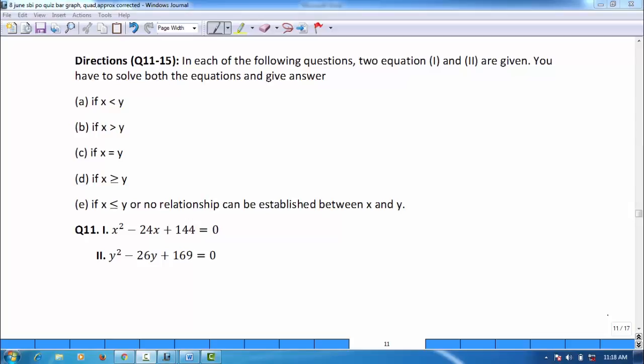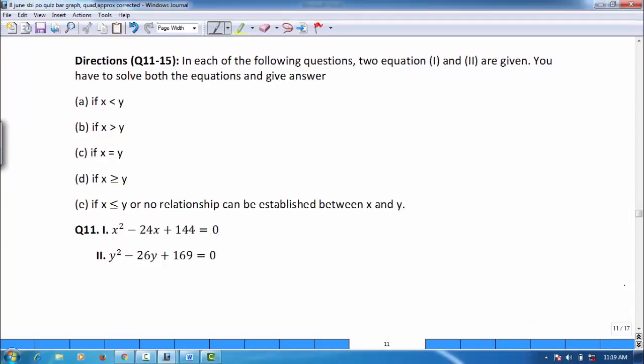Now the next part is based on quadratic equations. So the directions are: in each of the following questions, two equations 1 and 2 are given. You have to solve both the equations and give the answer. A. If x is less than y. B. If x is greater than y. C. If x is equal to y. D. If x is greater than or equal to y. E. If x is less than y or no relationship can be established between x and y.